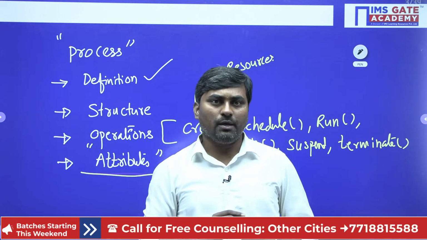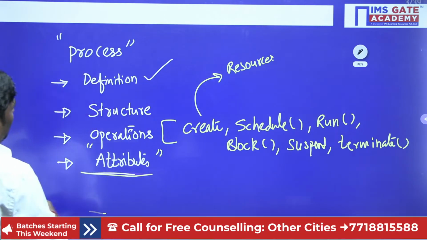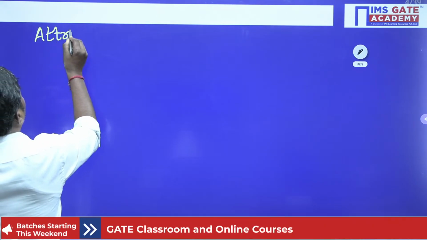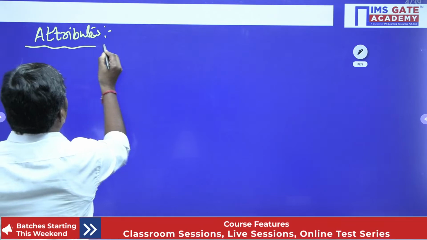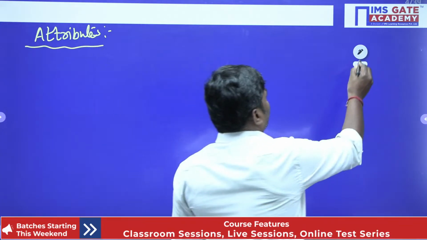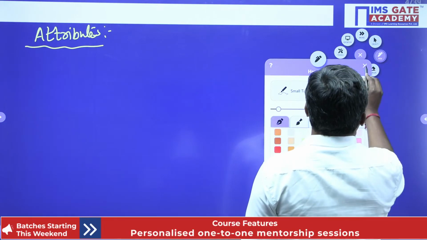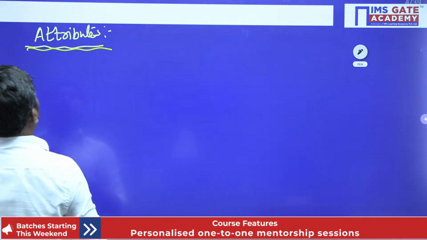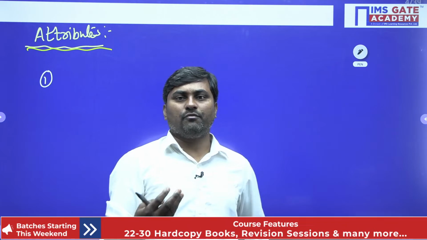This was the discussion in the last class. Now let us understand the attributes. What are process attributes talking about? Put the subheading process attributes. Are you able to understand? Let me put the question another way.